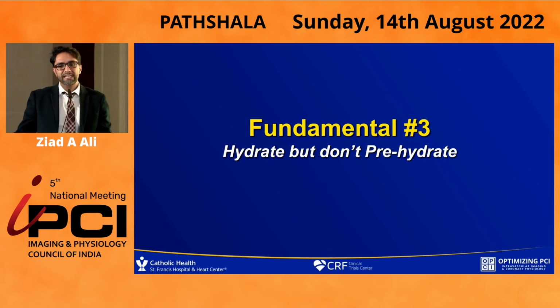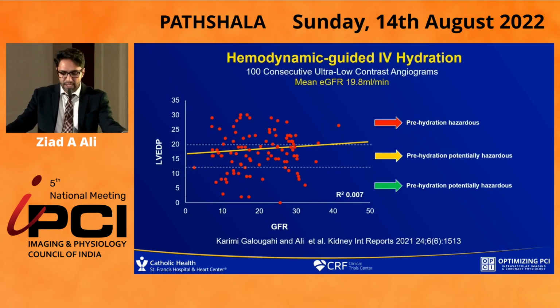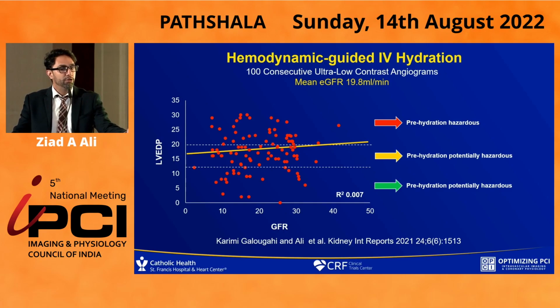Now, when you have a CKD patient, we've been taught to hydrate, hydrate, and hydrate. But I'm going to actually implore you, in CKD stage 4 and 5 patients, not to pre-hydrate. This is why. This is 100 consecutive patients who had ultra-low contrast angiography with a mean GFR of 20. And you can see that there's absolutely no correlation between what you think they have clinically and what their filling pressures are. So if you take this patient and pre-hydrate them with 2 liters of fluid, by the time they lay on the table, they'll be panting, they'll be in pulmonary edema, and you can significantly harm them.